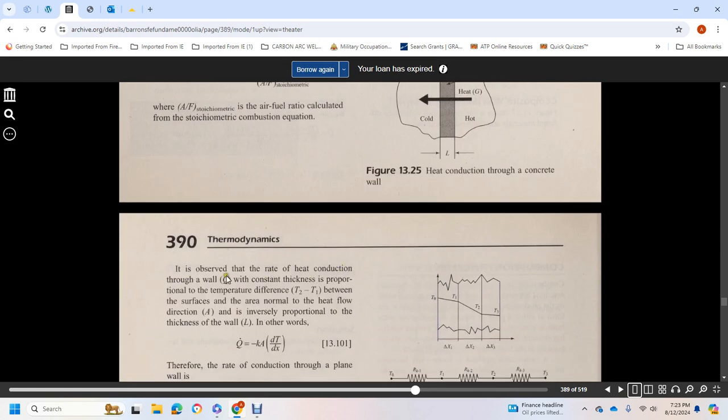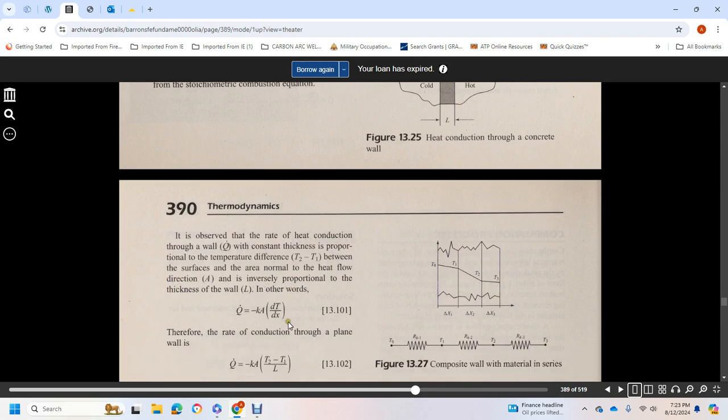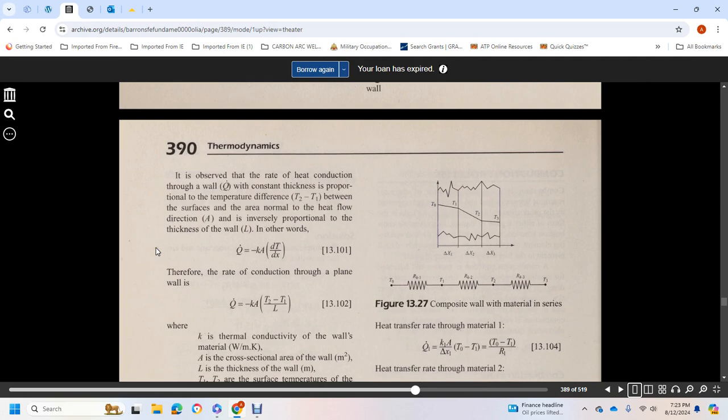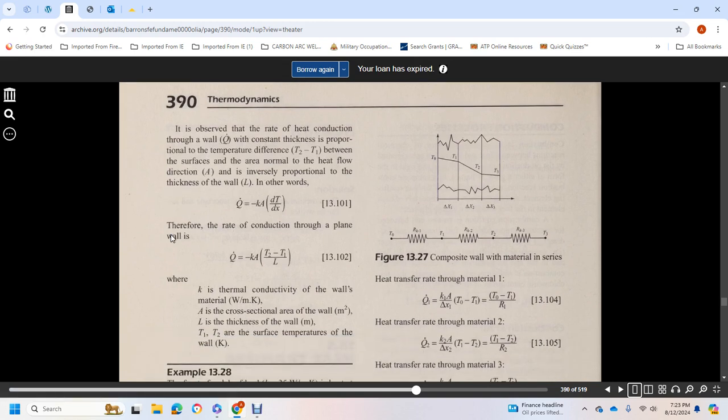Observe the rate of heat conduction through the wall. For a constant thickness, it is proportional to the temperature difference, T2 minus T1, between the surfaces, normal to the direction of heat flow, and inversely proportional to the thickness of the wall, L. In other words, conduction heat transfer through the wall is equal to the thermal conductivity of the wall material times the cross-sectional area of the wall times the temperature difference across the wall over the derivative dx.